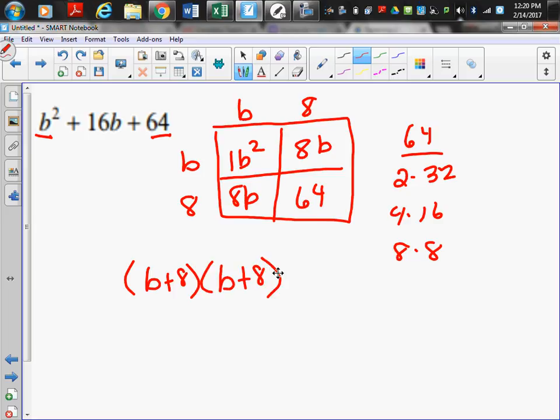Alright. So when you have a coefficient of 1, then it's much easier. When you have a coefficient that is not 1, is where it starts to get more difficult.